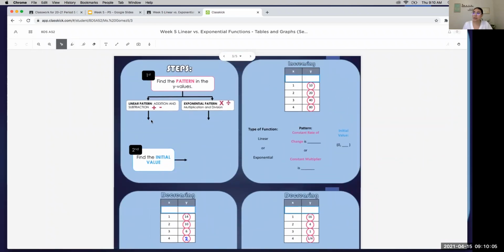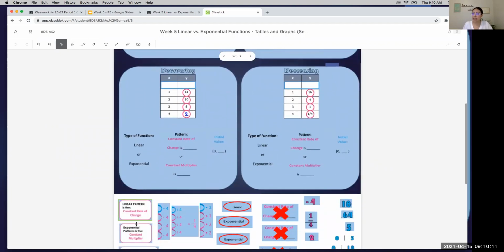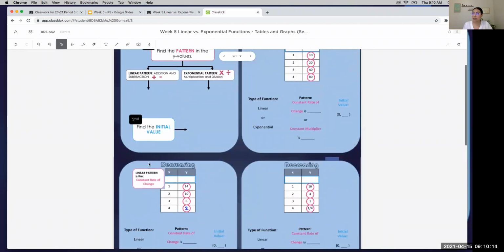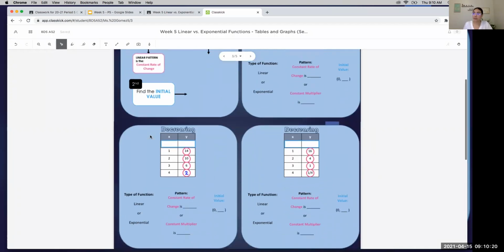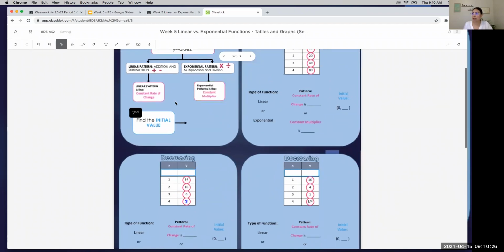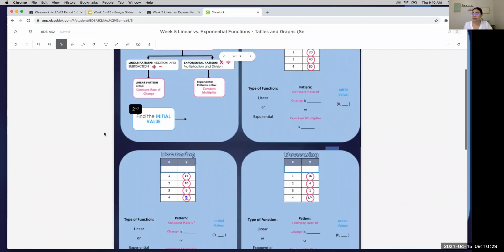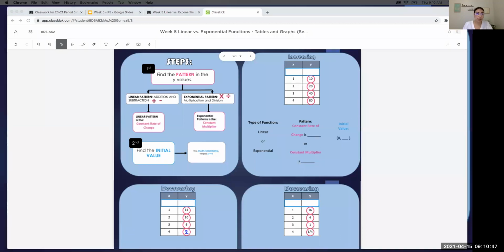So to complete your steps here, all you have to do is put in your rates. On the linear pattern, we should call that a constant rate of change. So carry that constant rate of change, put it right under the linear pattern, get that constant multiplier and put it right under your exponential pattern. And then once we have our rates, we want to be able to find the initial value, which is the beginning, the starting point, where X is 0. Give you guys a couple seconds to complete that.